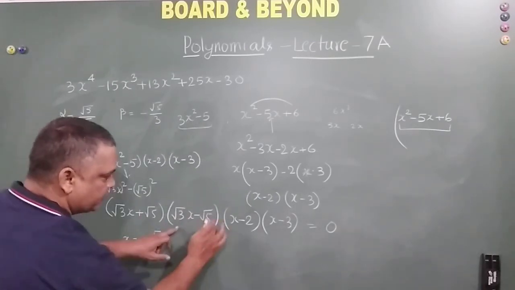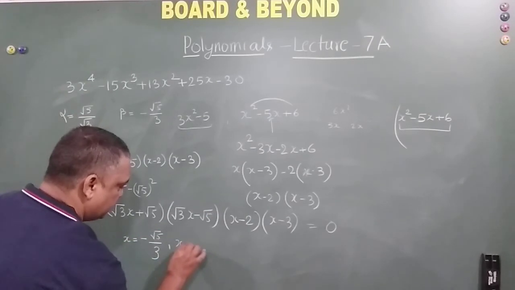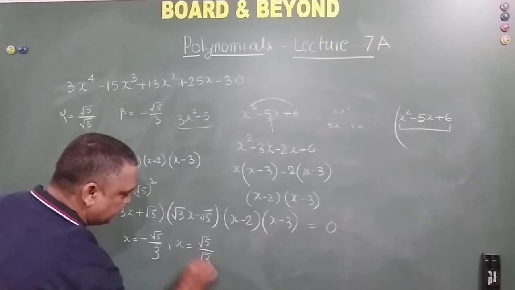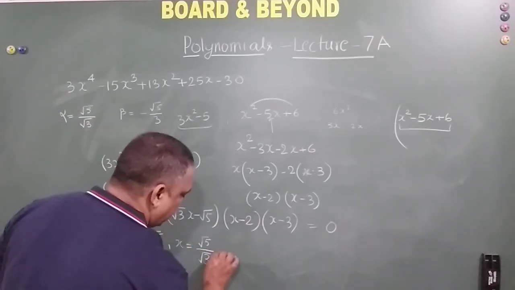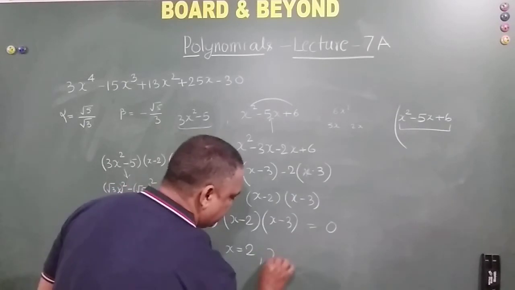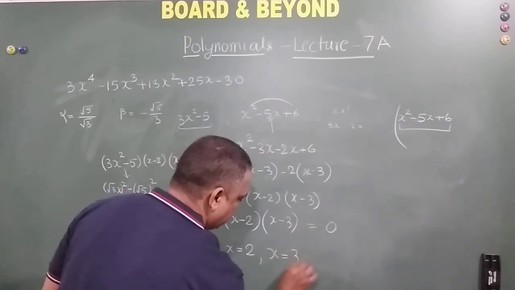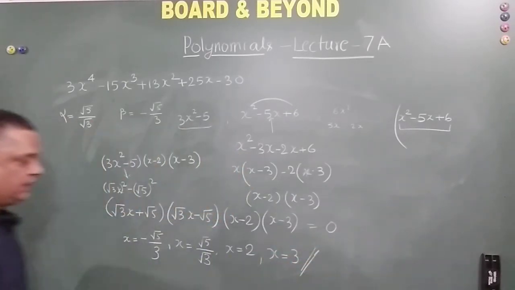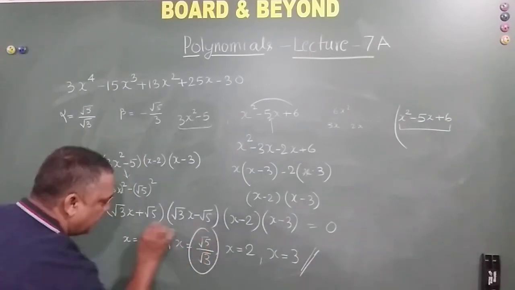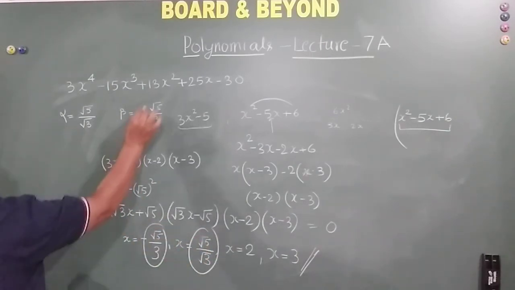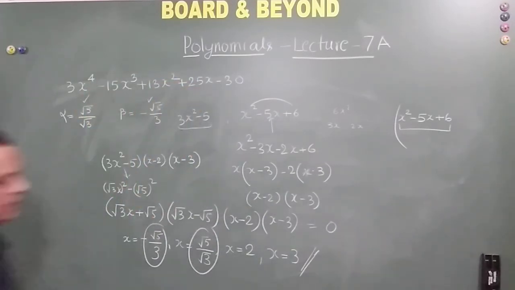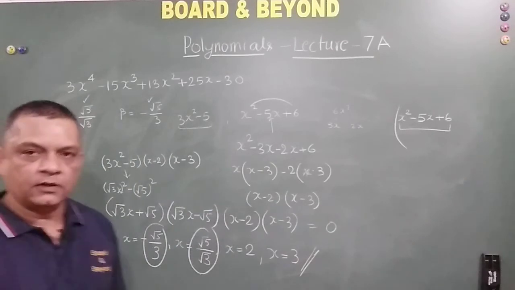Equating the second term to 0, we get x is equal to root 5 by root 3. Right, friends? Are you all able to grasp it? X is equal to 3. So you see, these are the 4 roots wherein this and this was given to you here earlier, right? And these are the 2 new roots, right?